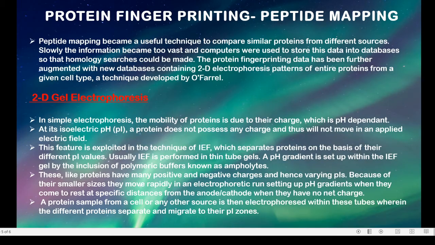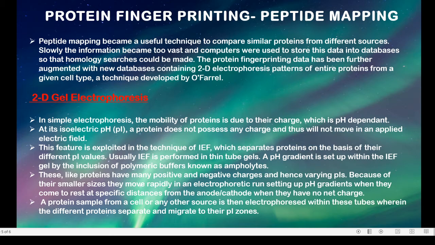Okay, so whatever information we get from protein fingerprinting is saved into the database in the computer for future studies of homology. Like if you take two different samples, you need to find the similarities and dissimilarities. You can compare it with the database of a computer.